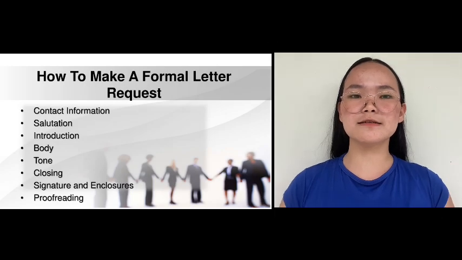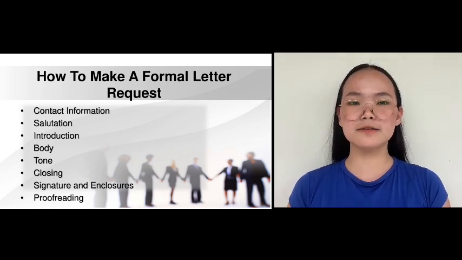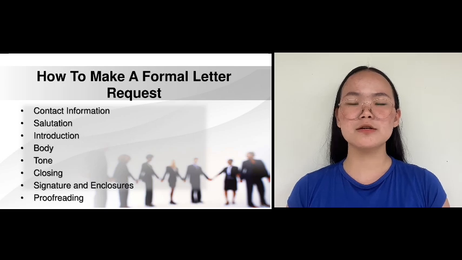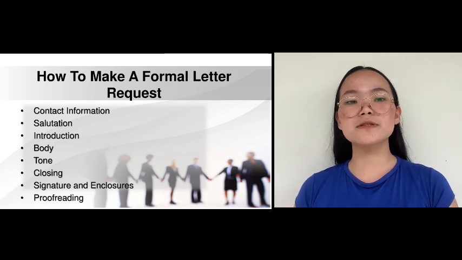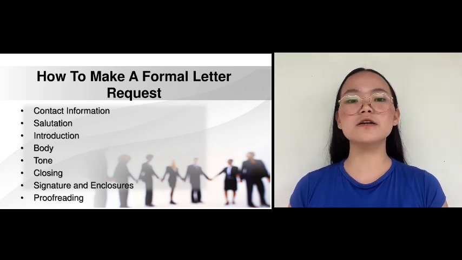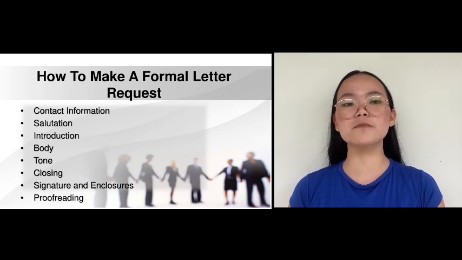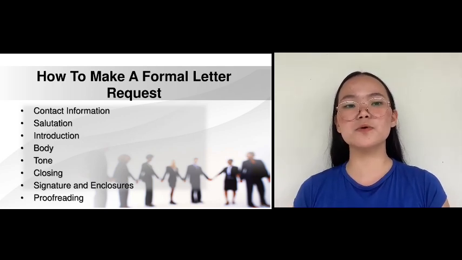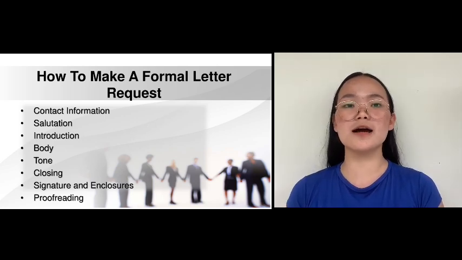Formal letter request. A formal letter request is a formal written document wherein you are writing a letter to a person but in a formal way. So here are the 9 key points in how to make a formal letter request. First, contact information. You must put the sender's name and address, date of the request, and the recipient's name and address. You must also put the sender's contact information so that the recipient knows where to contact you if he or she agrees to the request that you are asking.